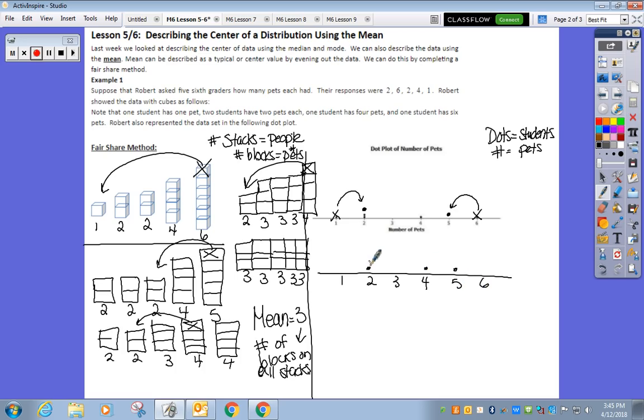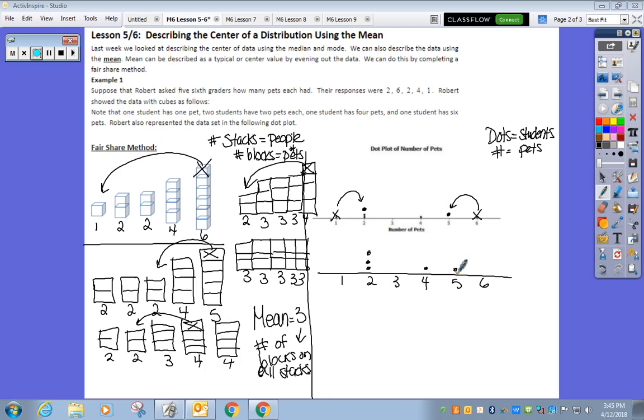I now have 3 above the 2. So with the number line, it's just a little different. It still gives you the same result. So in this one, I had 3 2s, a 4, and a 5.